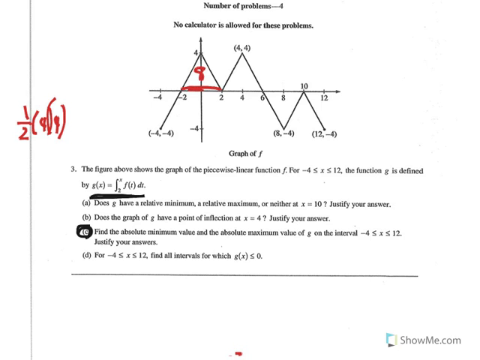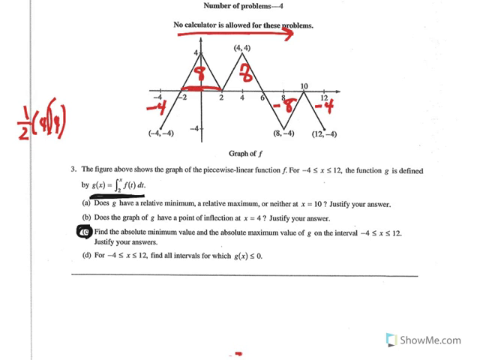The area of this one is 8. The area of this one is 8. The area of this one is negative 8. The area of this one is negative 4. And the area of this piece is also negative 4. That's what I'm moving through from left to right. So they want me to find values of g of x.